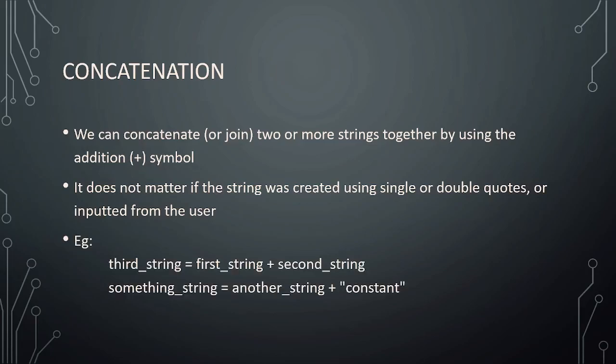So here's an example. I've got the first string plus the second string, and I'm assigning it to a third string. Or I can have a string and I can add some constant string where I've added a word or something like that, and then assign that to another string as well. So let's have a look at that in PyCharm now.